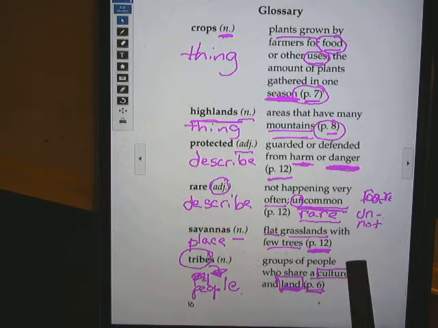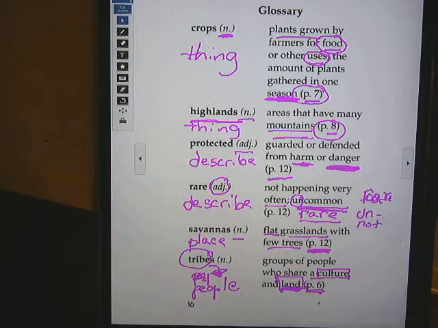Savannas, flat grasslands with few trees. And we know that this is the home of a lot of the wildlife in Kenya. Tribes, groups of people who share a culture and a land. All right, tribes. And they said, I think there were 35 tribes, at least in Kenya. All right, so that's what we learned about today.